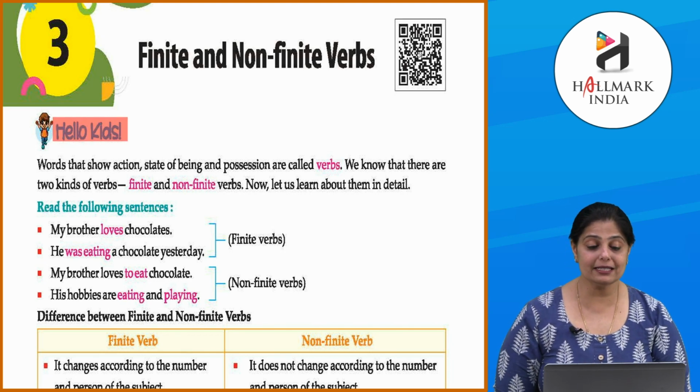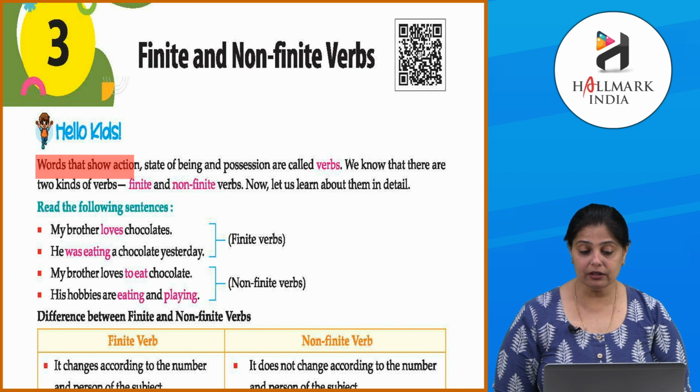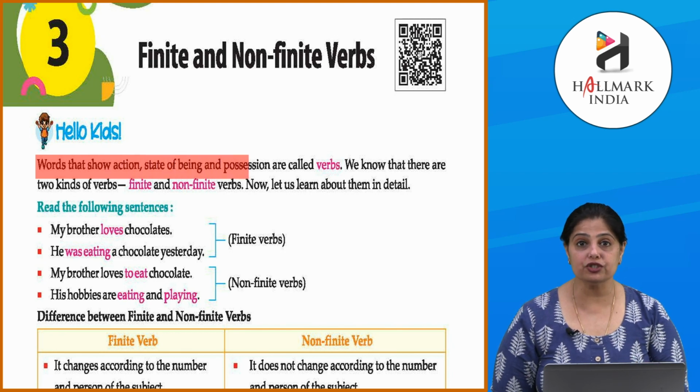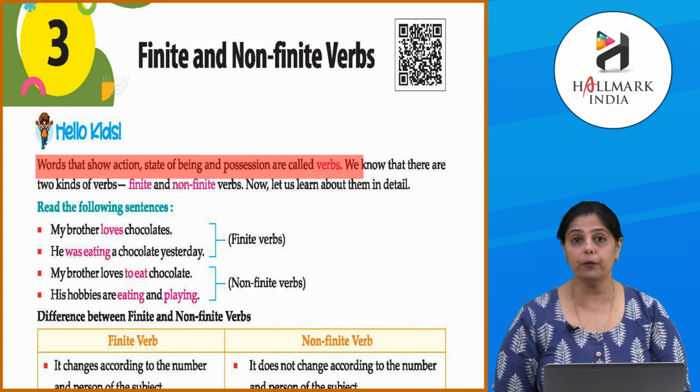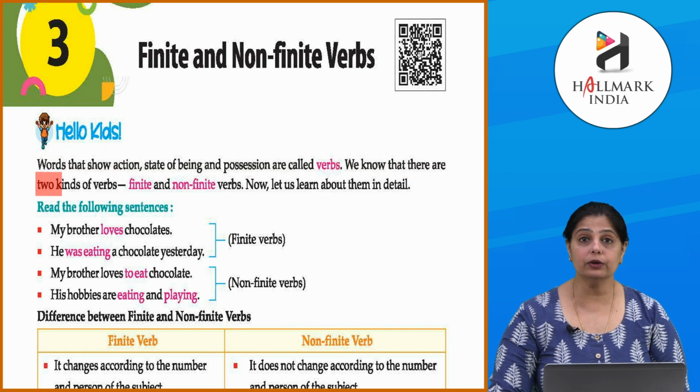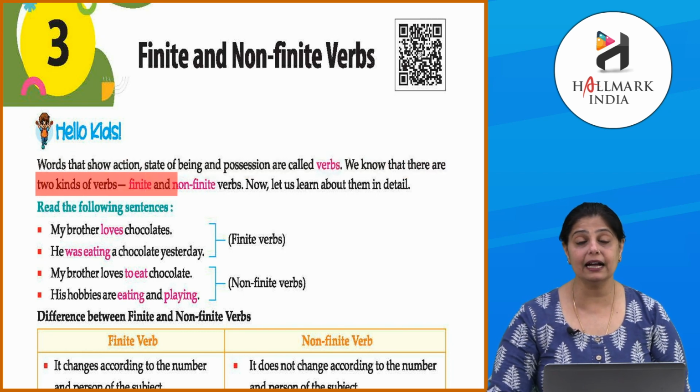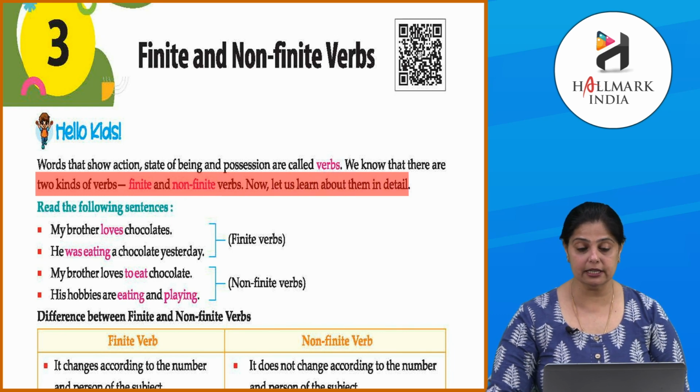So hello kids, words that show action, state of being and possession. What are they called? They are called verbs. We know that there are two kinds of verbs which are finite and non-finite verbs. Now let us learn about them in detail.